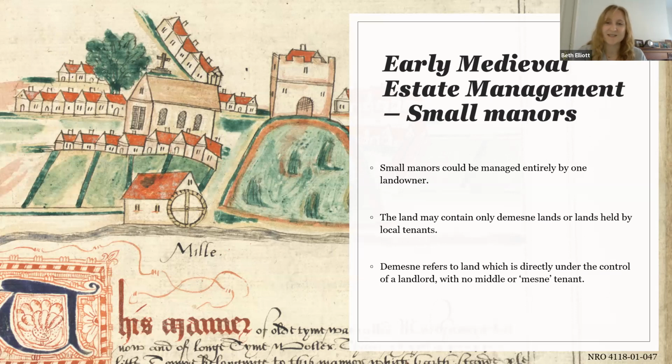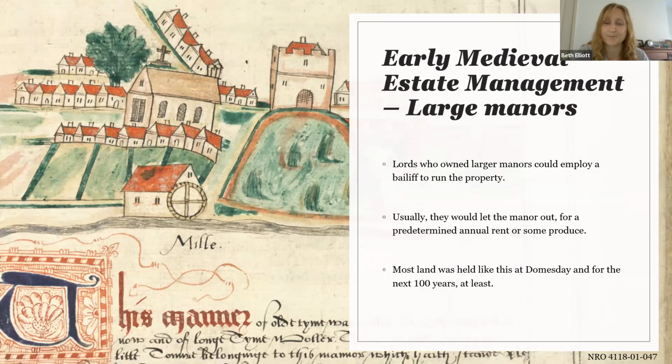So the land may contain only domain lands or lands held by local tenants. When I talk about domain lands, that's the land that is directly under the control of a landlord. So there's no middle or main tenant. So basically the lord himself is taking the profit from that land rather than having tenants on there.